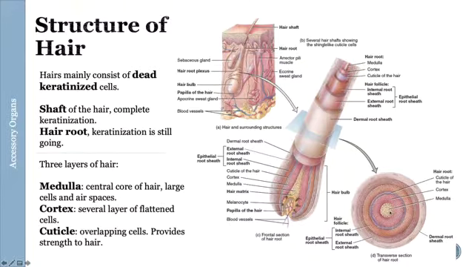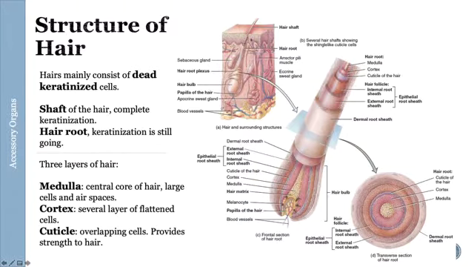Next, we have the cortex. And the cortex, we can describe it as simply several layers of flattened cells. This is going to be around the medulla in the hair. Remember that we are looking at the hair from the very inside, moving towards the outside of the hair. And the third region that will be important for us is the cuticle, which is basically overlapping cells, and this serves a function of providing strength to the hair. So here we have that cuticle of the hair and the three layers that we are going to focus on.